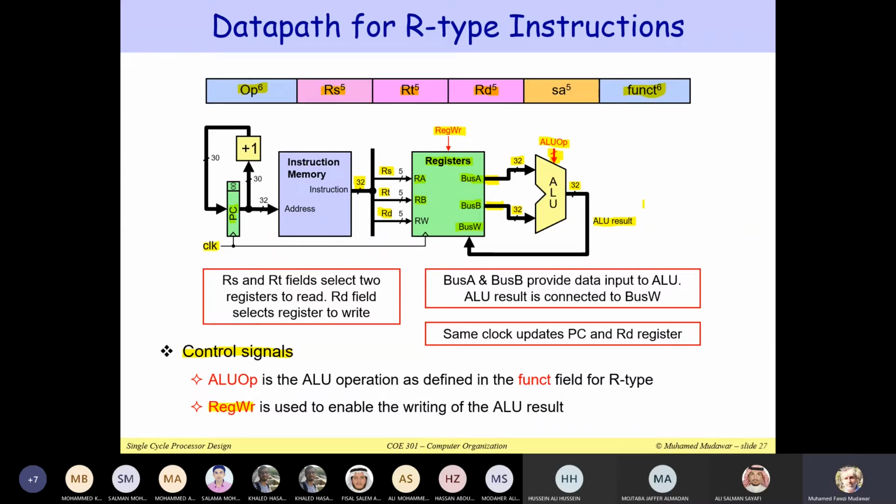Is this clear? Of course, this is not really the complete data path, because it does not take into account the immediate type instructions. It does not take into account load and store. It does not take into account branch and jump. So this is not really the complete picture. We are just trying to build the data path step by step, just to understand how we can build it.